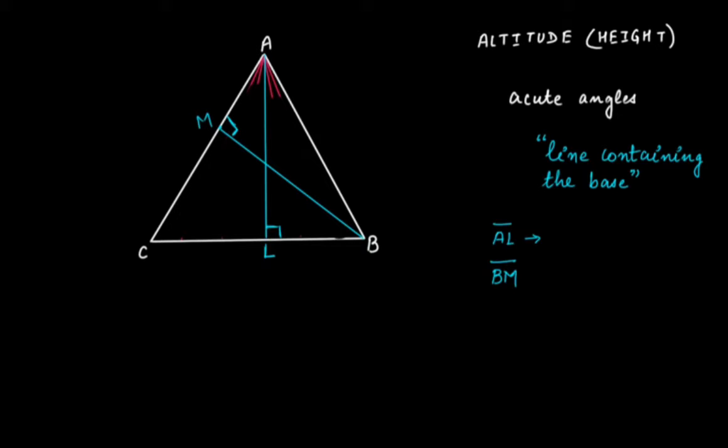Similarly, if you draw from this vertex C on this side AB that is opposite to this, so this altitude from here making right angle, let this point be N. So line segment CN is another altitude. So what is altitude? Altitude is the line segment that has been drawn from a vertex on the line containing the opposite side of that vertex, and that is making right angle. That is what altitude or height is.